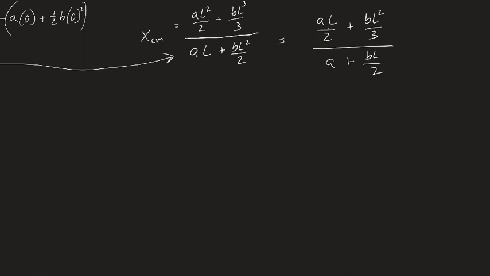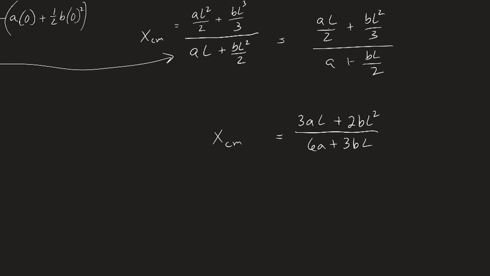You can simplify this a little bit. It's nothing pretty, but you could simplify it a little bit. You could multiply top and bottom by 2 or even 6 to get rid of all the fractions if you want. If you multiply top and bottom by 6, you'll get 3AL plus 2BL squared over 6A plus 3BL. But there's nothing else you can do. That's the limit of what you can do to simplify this. So it's not pretty, but this would be where the center of mass is.